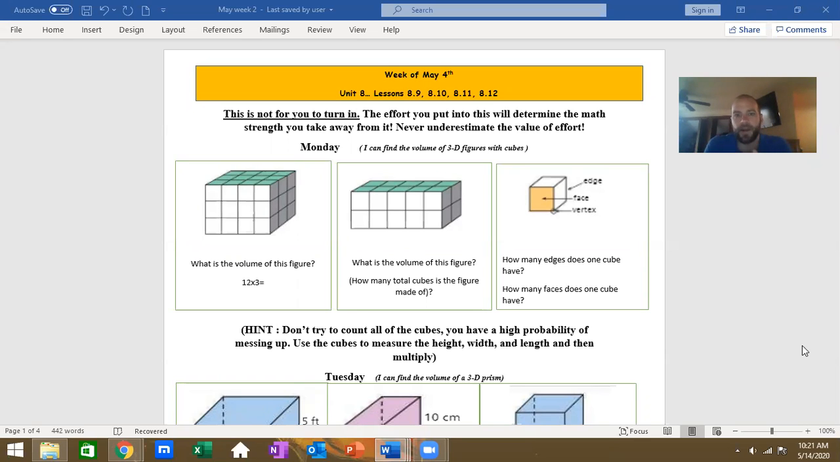We're wrapping up another week, and we're less than a month away from the end of school. Whether or not we are in school, we're almost at summer vacation and you are through with your elementary career. So good for you.